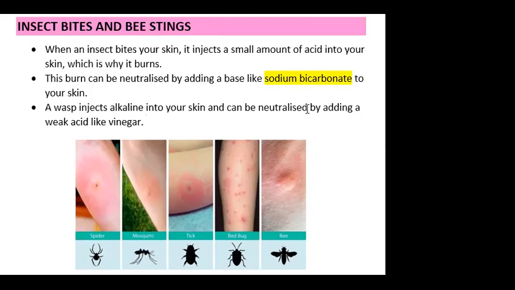So guys, if a wasp stings you, it injects an alkaline. Who remembers what an alkaline is? It's a base as well. Yes. An alkaline is just a base dissolved in water, right? And how do you neutralize this? You add a weak acid onto the sting, like vinegar. I don't think you should put lemon juice. Lemon juice is a bit too strong.